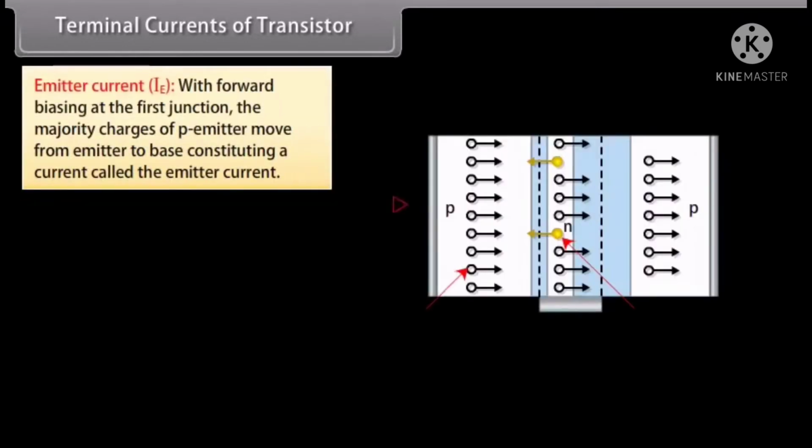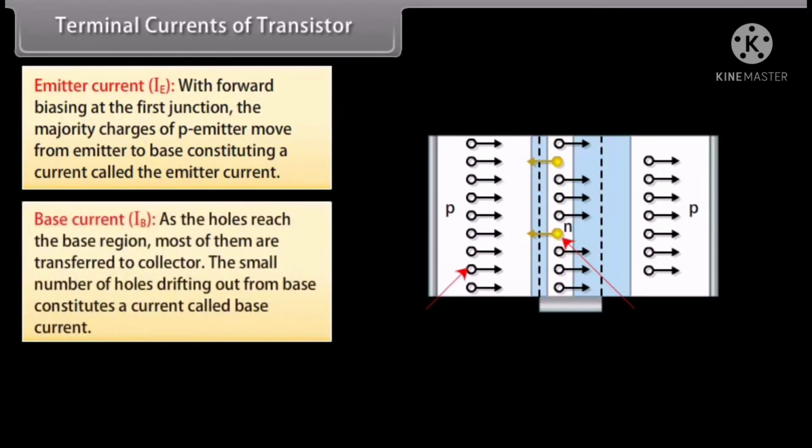Terminal currents of a transistor. We consider a PNP transistor to understand the different terminal currents. Emitter current, IE. With forward biasing at the first junction, the majority charges of the P emitter move from emitter to base, constituting a current called the emitter current. Base current, IB. As the holes reach the base region, most of them are transferred to the collector. The small number of holes drifting out from the base constitutes a current called base current.